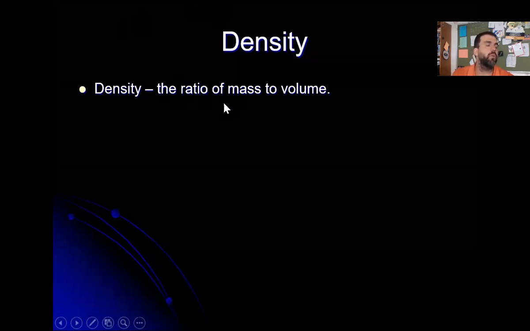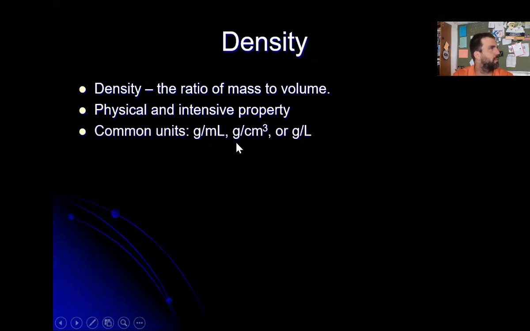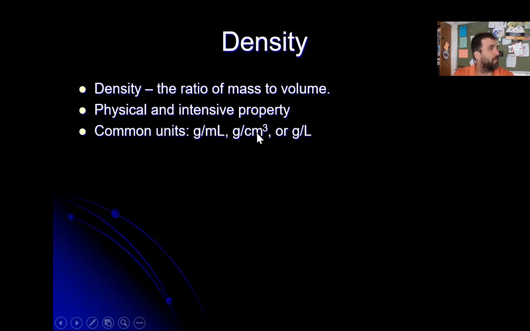Density is why things float or sink in water. It's a physical intensive property. It means it does not depend on the amount of matter present, and changing it does not change the identity of the substance. Common units are grams per milliliter, grams per centimeter cubed, or grams per liter. A centimeter cubed and a milliliter are the same thing, okay? But it's always a mass divided by a volume unit.